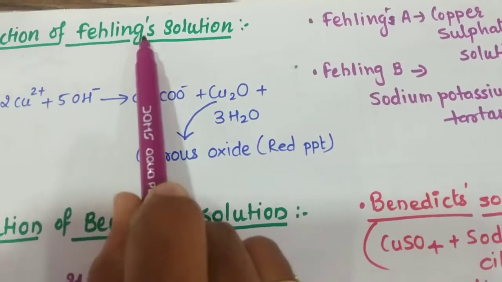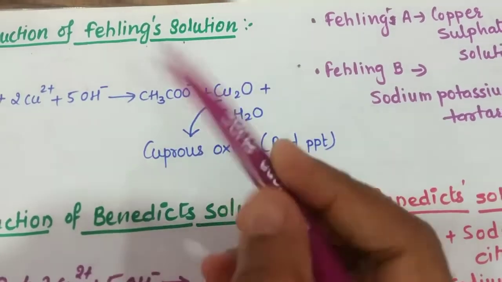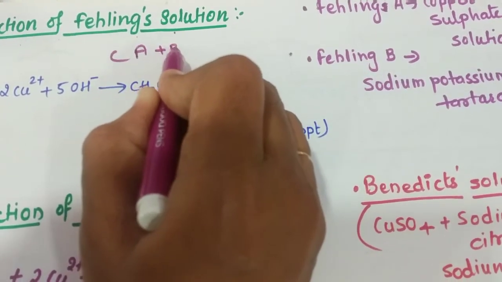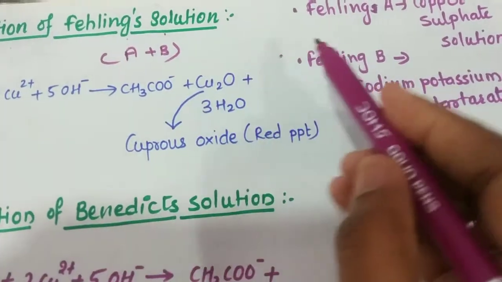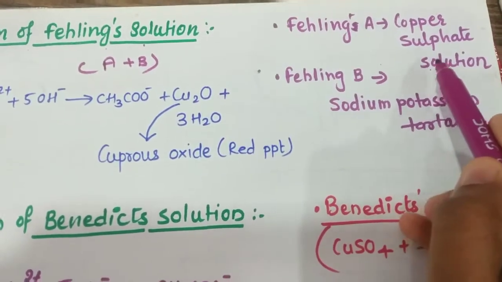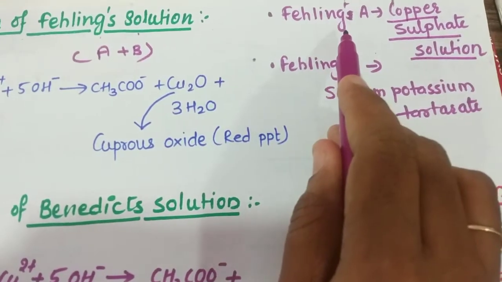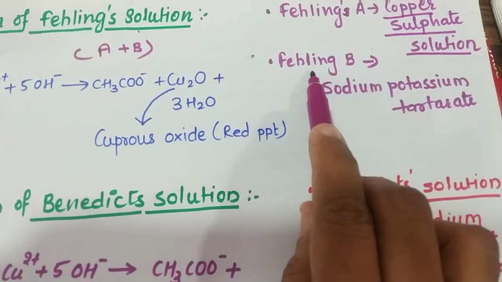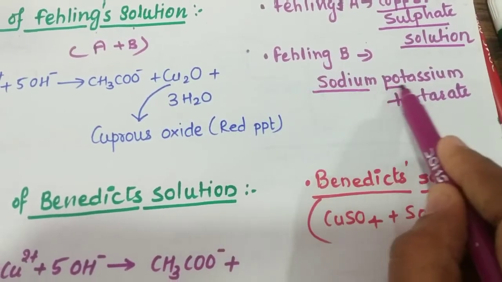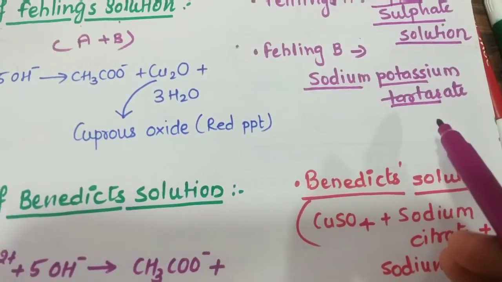The next one is the reduction of Fehling's solution. First of all, understand what Fehling's solution is. Fehling's solution is a mixture of Fehling's solution A plus Fehling's solution B. Fehling's A solution is a simple copper sulfate solution. The second one is Fehling's B, which is sodium potassium tartarate.